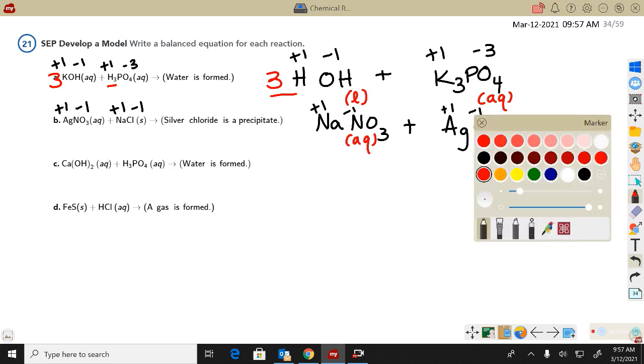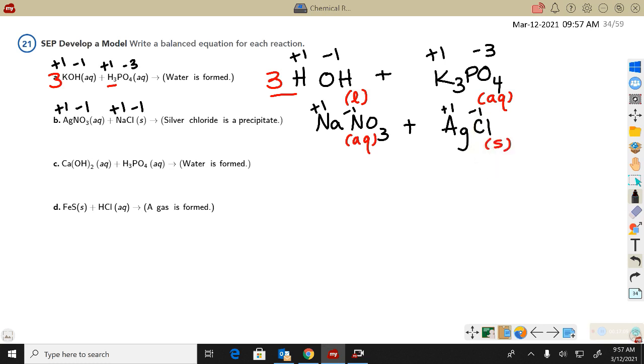Awesome, that one wasn't bad. All right, let's check C. Calcium is in the group that's always +2, which means hydroxide must be -1, since there are two of them. Hydrogen is a +1. Phosphate is a -3. Oh, this is kind of similar to A, right? It's something with hydroxide reacting with hydrogen phosphate.